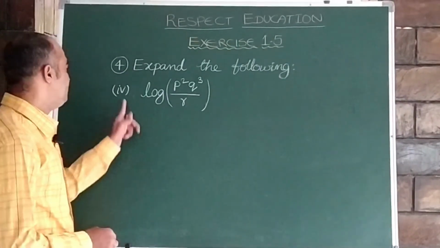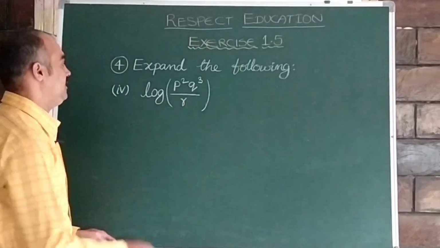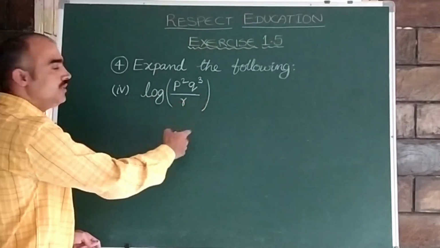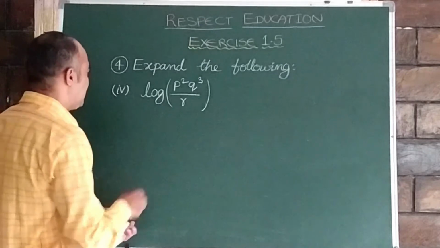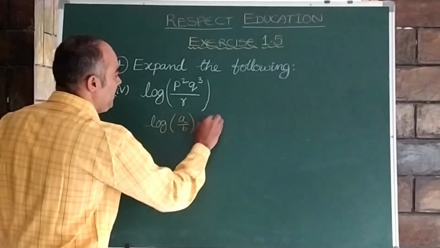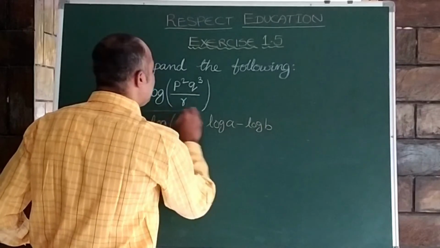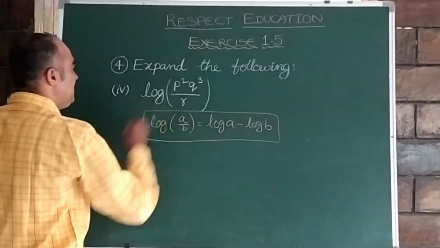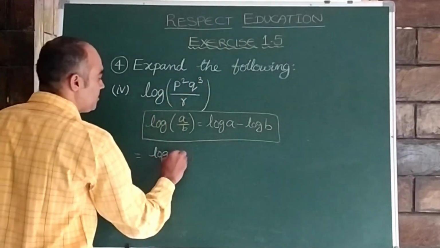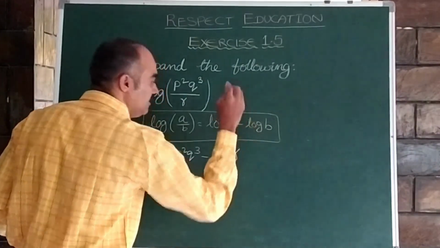Let us see the next question, that is the fourth bit. Log p square into q cube by r. Here, let us consider this product as one term and this is the other term. So it can be taken as log a by b. Let us write the formula here. Log a by b can be expanded as log a minus log b. Based on this formula, let us split the given question. It is log a, meaning p square q cube, minus log b, here b means r, right?